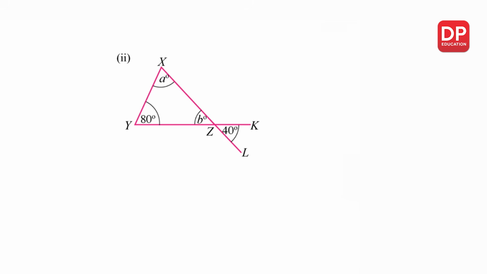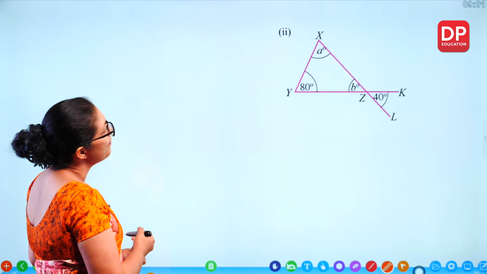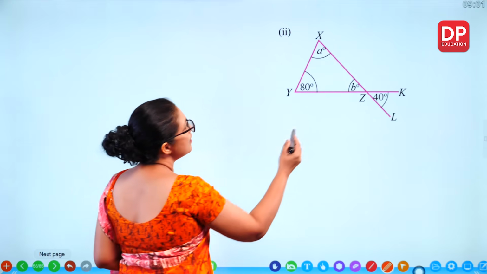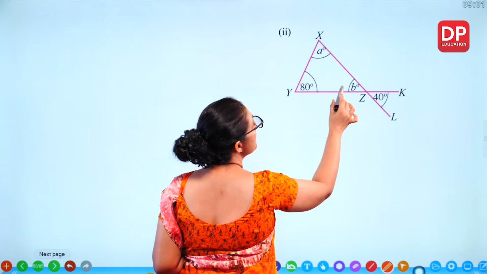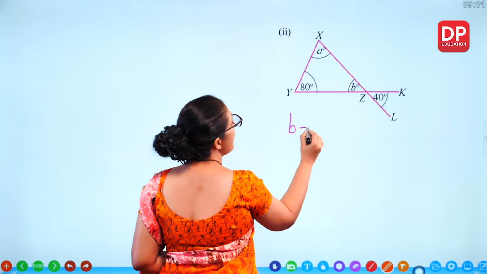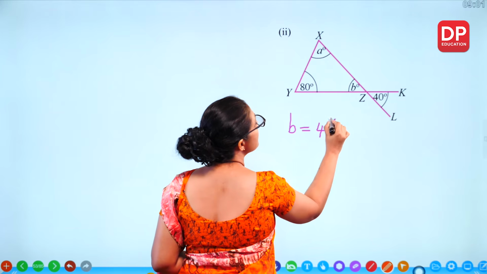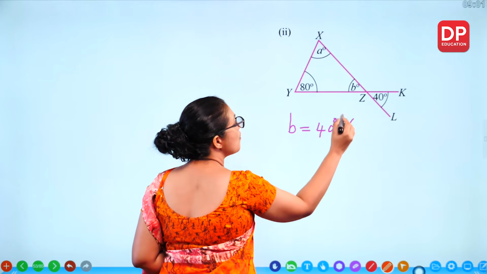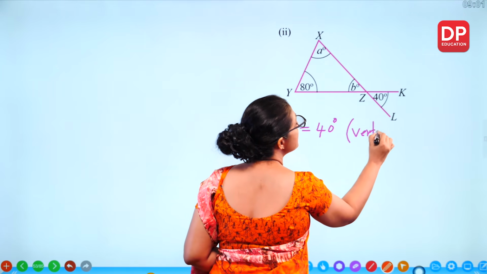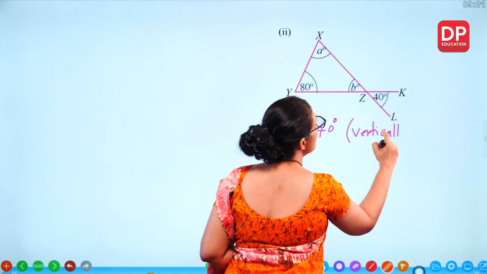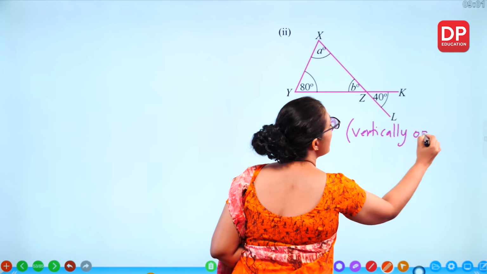This one, you need to find out A and B. So we'll first find B here. What's B here? What are these two? B angle is 40 degrees. Why? Vertically opposite angles are equal.